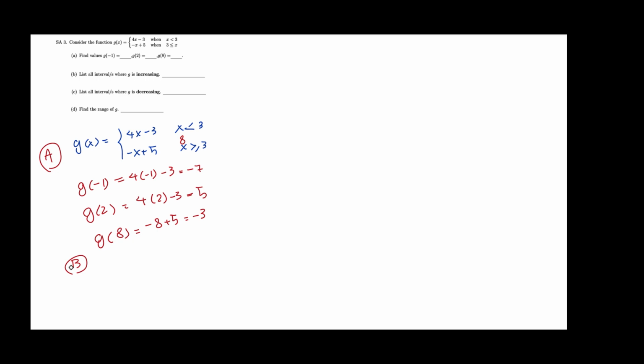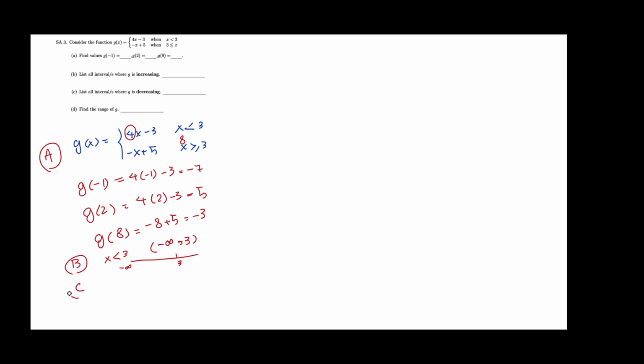Now it's asking me to list all intervals where g is increasing. Looking at these two lines, I can see the slope of this line is positive. That means that the rate of change is positive. That means that the function is increasing. So for x less than 3, the function is increasing. I have to put it into interval notation. So anything less than 3, you can do a number line and put a 3 in here, and everything less than 3 starts at -infinity and ends at 3.